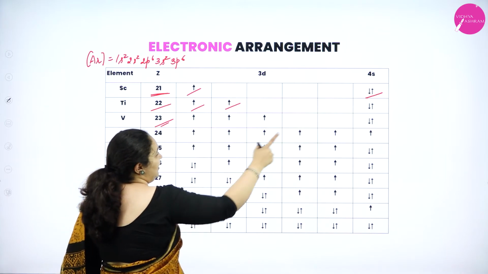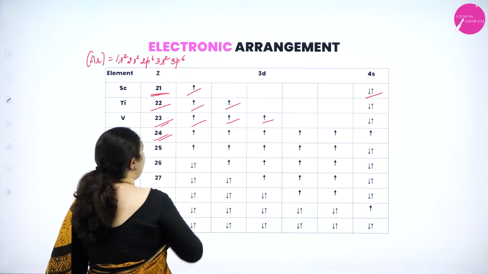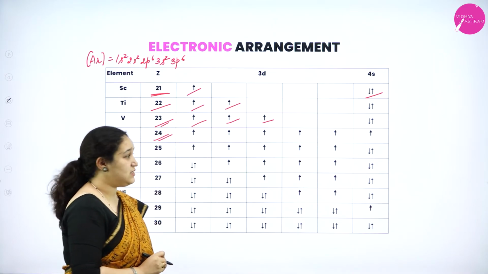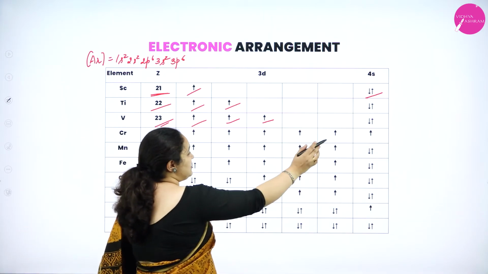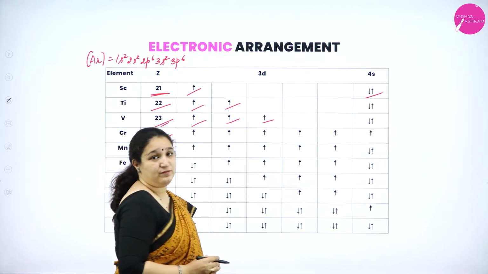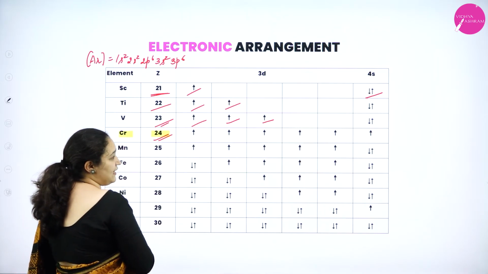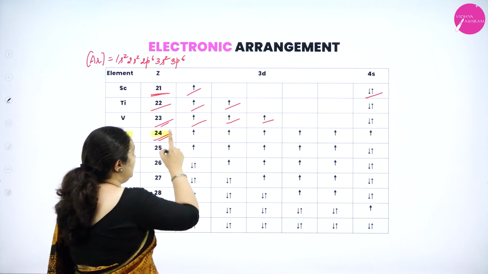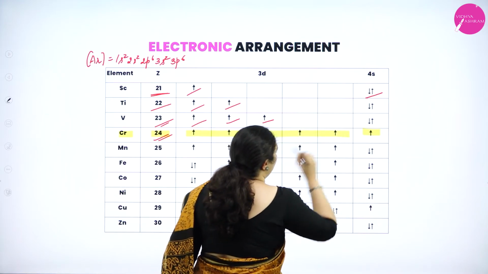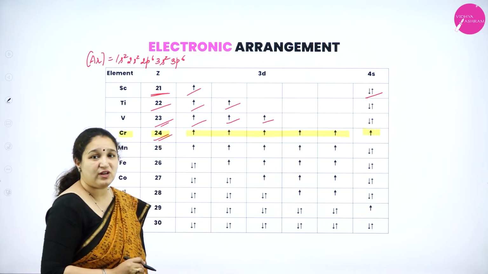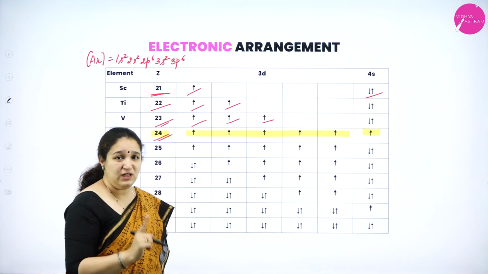Vanadium 23 is argon 4s2, 3d3. Chromium, there is an exceptional case here, that is chromium argon 4s1, 3d5. Again I am telling, chromium, atomic number 24, is an exceptional case in which after argon you have 4s1, 3d5. This is the electronic configuration which you need to remember. It is an exceptional case.